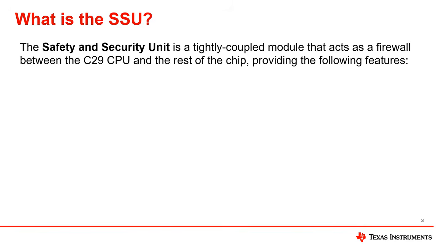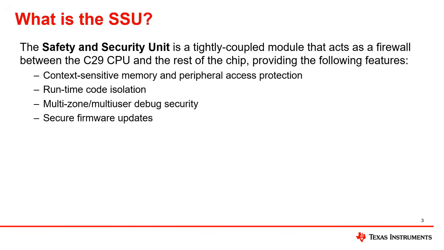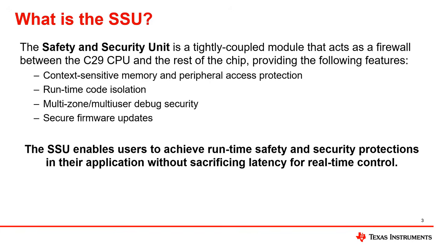Now, you may be wondering, what is the SSU? Well, the SSU is a tightly coupled module that acts as a firewall between the C29 CPU and the rest of the device. It provides context-sensitive memory and peripheral access protection, runtime code isolation, multi-zone debug security, and handles secure firmware updates. With these features, the SSU enables users to achieve runtime safety and security protections in their application without sacrificing latency for real-time control. I'll explain more in subsequent slides how this is achieved.